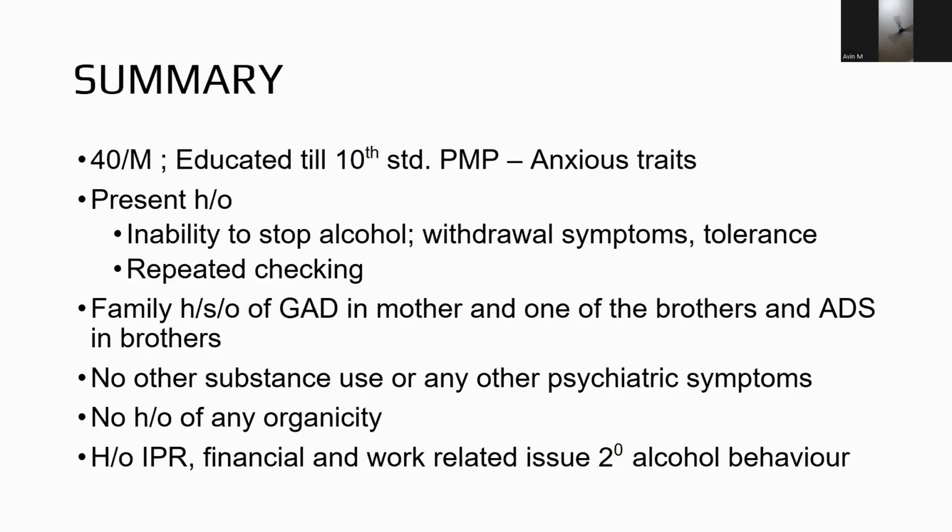This is a summary. 40 years old, educated till 10th standard, pre-morbidly suggestive of anxious trait, presenting with history of inability to stop alcohol, withdrawal symptoms and tolerance, and repeated checking of his work. Family history of generalized anxiety disorder in mother and one of the brothers, and alcohol dependence syndrome in brother. No other substance use, no history of any organicity, history of interpersonal relationship issues because of alcohol behavior, financial and work-related issues.